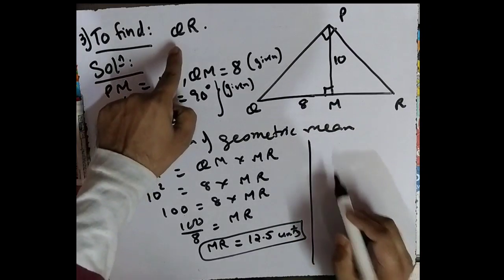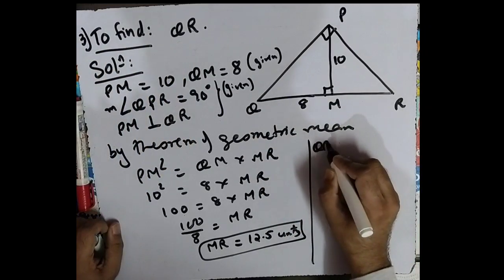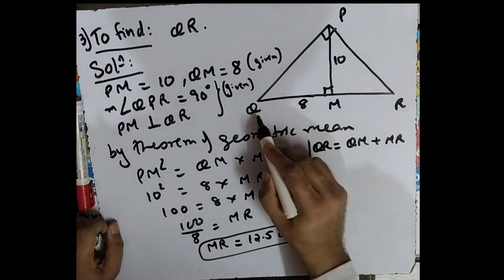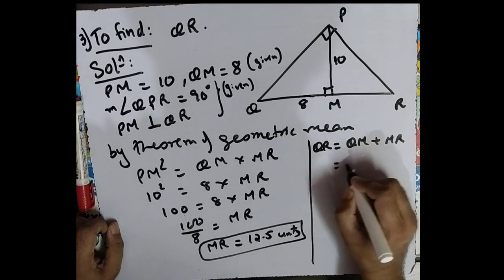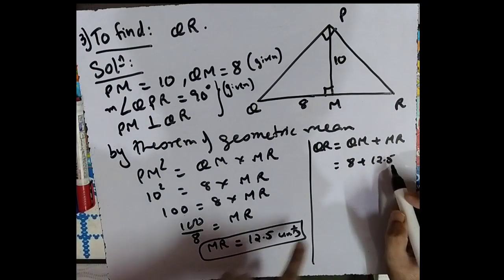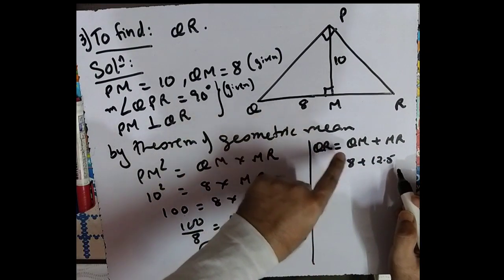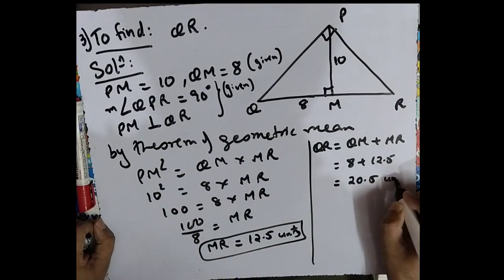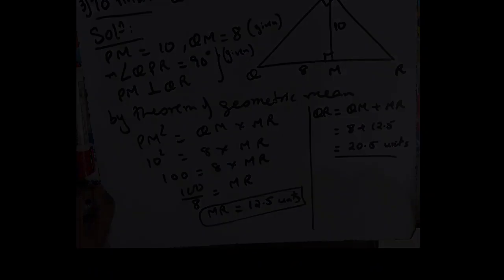Now we want to find QR. QR is equal to QM plus MR. 8 plus 12.5. The MR value we found just now is 12.5. The QM value was already given, and that will become 20.5 units.